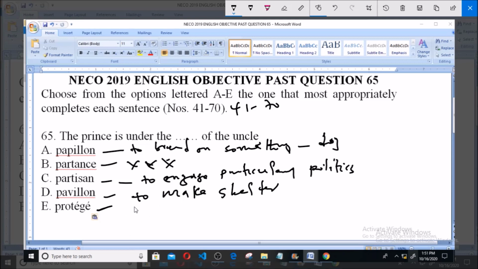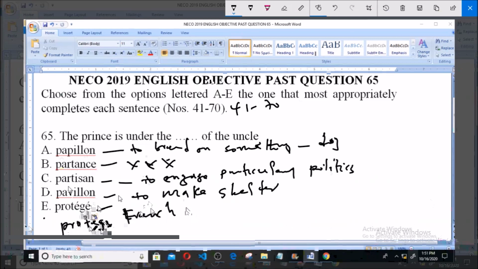Then protege, first and foremost, protege here is a French word. We have the English version too. The English version of protege takes the same spelling but without the hyphen on the two letter E. If you look at option E, on the first letter E after the T there is a hyphen on top, then the E after letter G there is a hyphen on top. That tells us that it's a French word, but the English version does not take a hyphen, and both the French and the English version have the same meaning or the same definition.